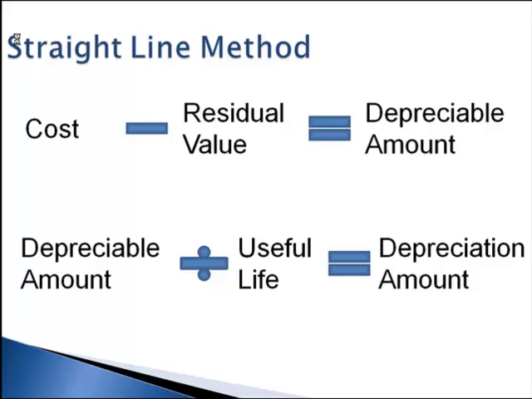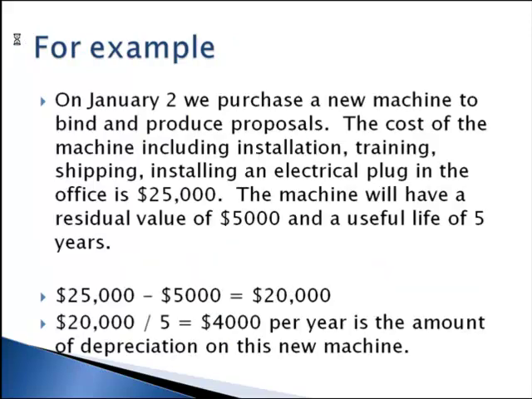For example, we see here that we assume we purchase a new machine to bind and produce sales proposals. The cost of the machine, including installation, training, shipping, and installing a separate electrical outlet for the machine, totals up to be $25,000. We are also told that the residual value of the machine after 5 years of useful life is estimated to be $5,000.